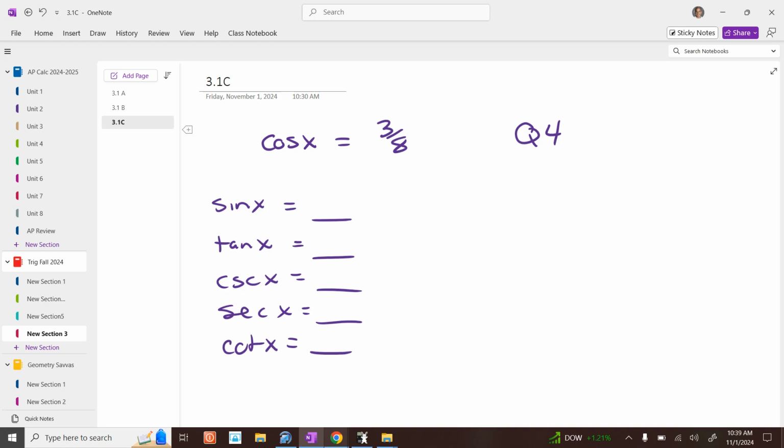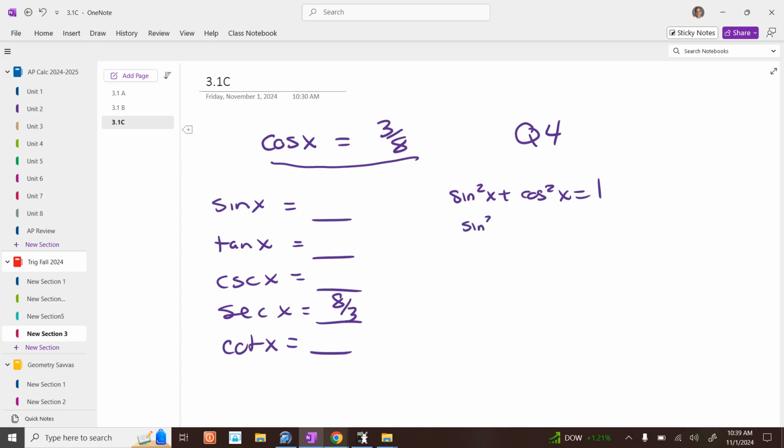Okay, how do we figure this out? Well, the easiest one to figure out is its inverse function. What's the inverse function of cosine? Secant. The secant would be 8/3, the reciprocal. Easy peasy, lemon squeezy. Okay? What's the Pythagorean identity that goes with cosine? Sine squared of x plus cosine squared of x equals 1.